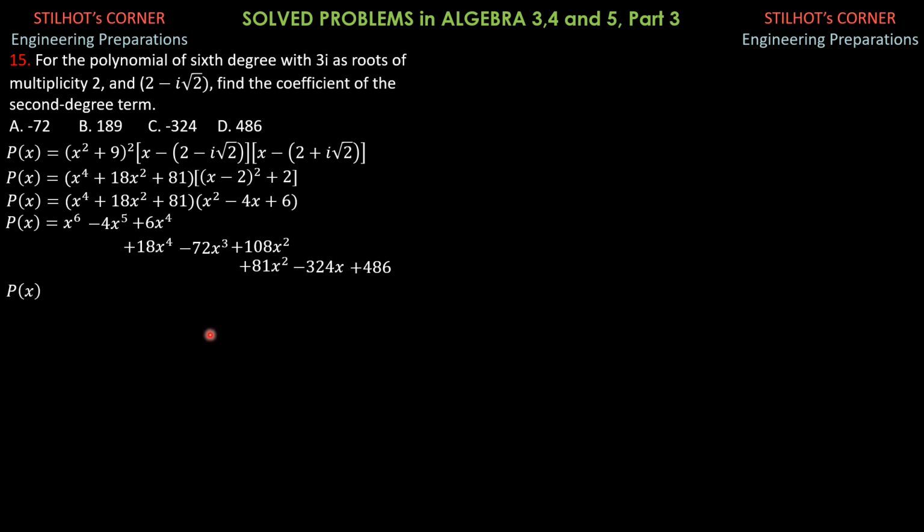Simplifying, combining like terms, P of x is x to the 6th minus 4x to the 5th plus 24x to the 4th minus 72x cubed plus 189x squared minus 324x plus 486. Therefore, the coefficient of the second degree term is 189.